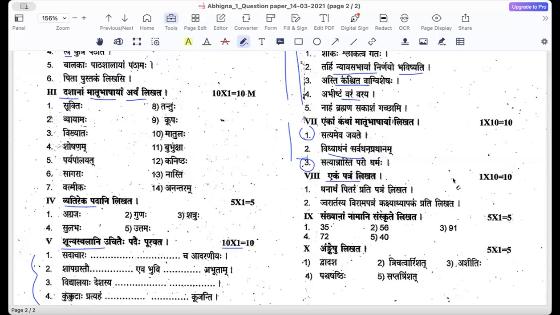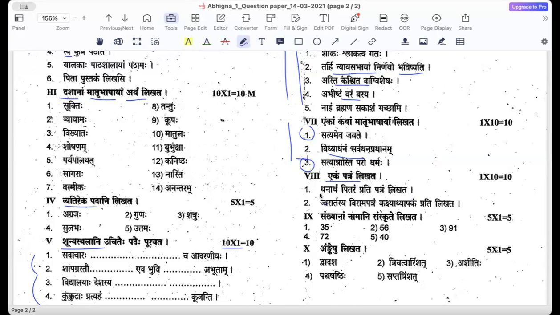Ekam patram likhata. This has to be in Sanskritam, even though it is not mentioned, because you read the patram in Sanskrita Bodhini in Sanskritam. You will have to write it in Sanskritam only. No choice here. So ekam patram.